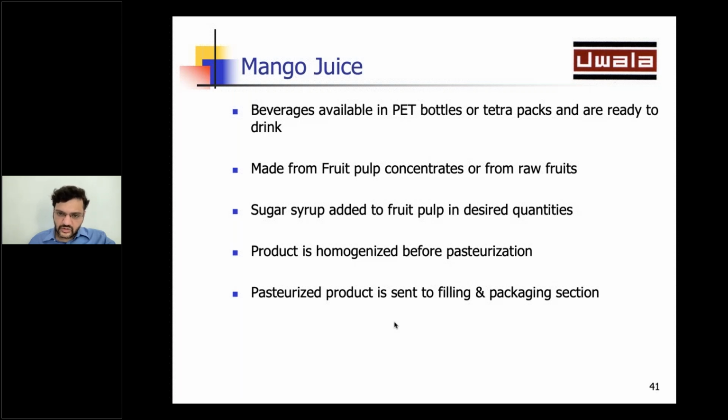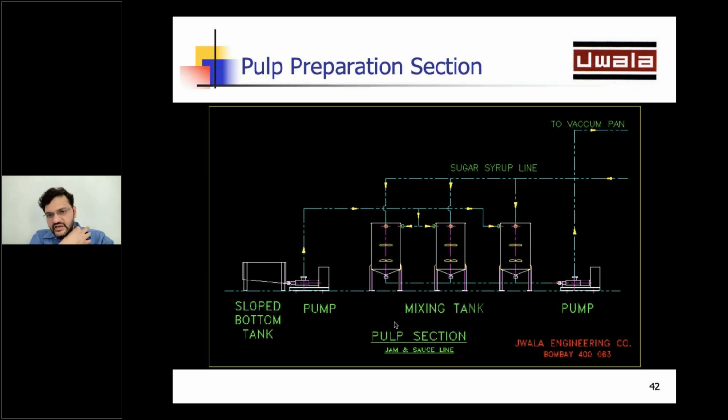You take the raw mango pulp as your base product. You add sugar syrup to it. You homogenize it. You pasteurize it, and then you do the filling and packing of it. So there are 5 common steps as part of this. In this line diagram, you will see some of the steps which are covered.